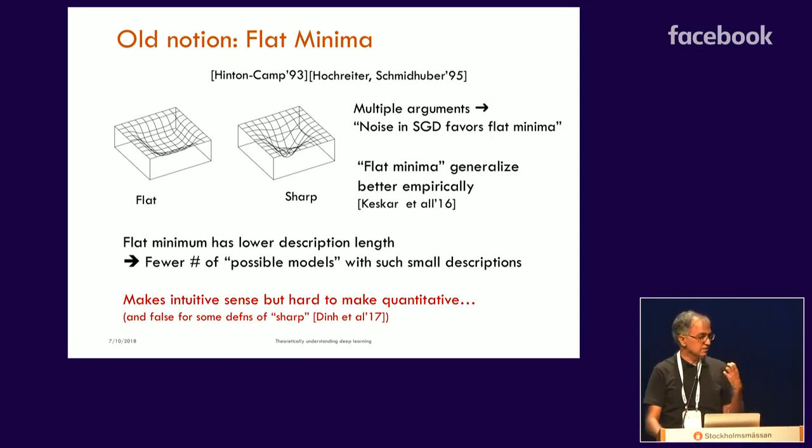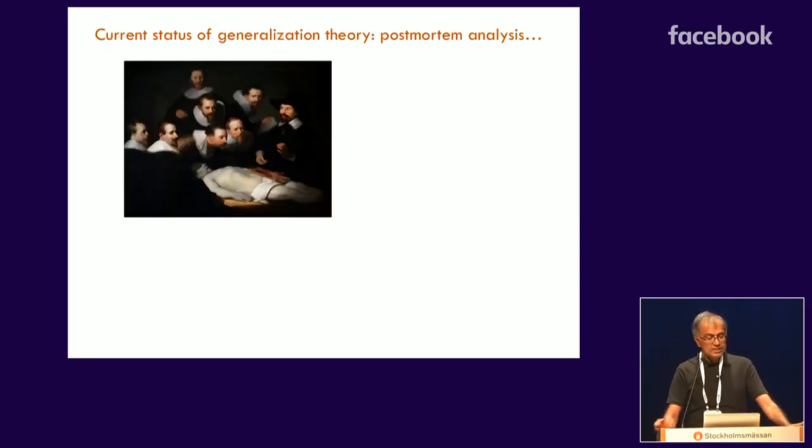So this was a classical notion up to a couple years ago. And then in the last 2 years, generalization theory people have been trying to come up with better bounds. Ultimately, of course, you hope that out of this theory comes some new insight about neural nets or about training and so on. But currently, it's fair to say that what we're doing is some kind of postmortem analysis.